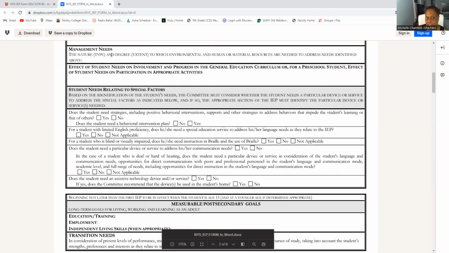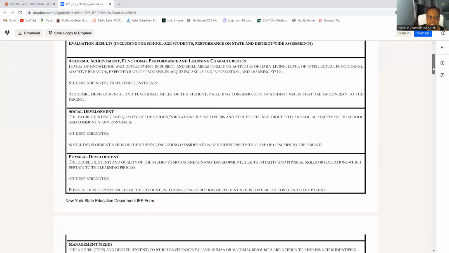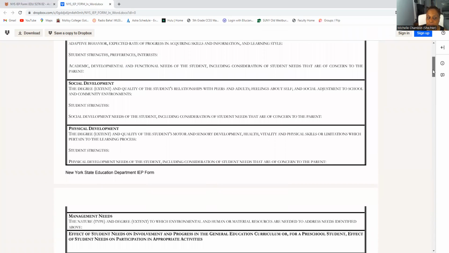Then we have management needs. And so when we look at management needs, it's not so much about the student managing themselves, but it's about the nature and degree to which environmental and human or material resources are needed to address the needs identified above. So if the student has these needs, we look at these needs. If the student has an academic need, a social development need, a physical development need, what can we offer? What is needed here to help with these items?